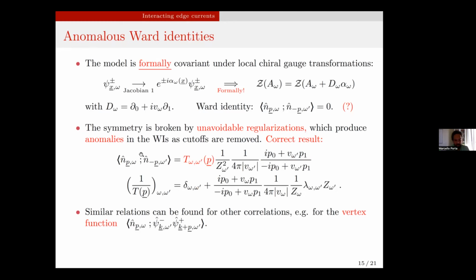So this is one relation for the density correlation function. Similar relations can be found for other correlations, like the vertex function. And this type of identities actually encodes the solvability of this model from a QFT point of view. This is very nice because if you're able to extract the scaling limit from the edge physics, then you can try to use these identities to have a good understanding of the scaling limit of correlations. And that's what we do.